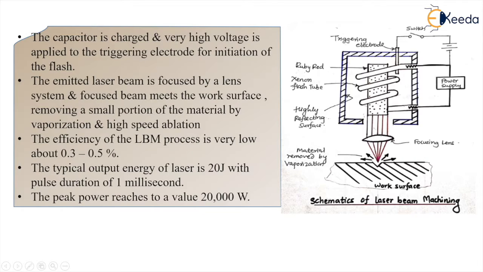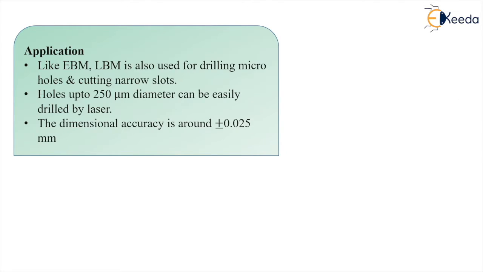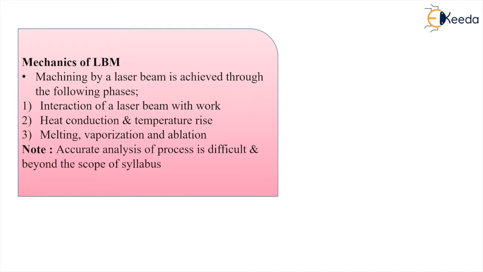The efficiency of the laser beam machining process is basically very low, 0.3 to 0.5%, and the typical output energy of the laser is around 20 joule with a pulse duration of 1 millisecond. The peak power reaches 20,000 watts. What are the applications of LBM? Like EBM, laser beam machining is also used for drilling micro holes and cutting narrow slots, and the dimensional accuracy we get is plus minus 25 microns.